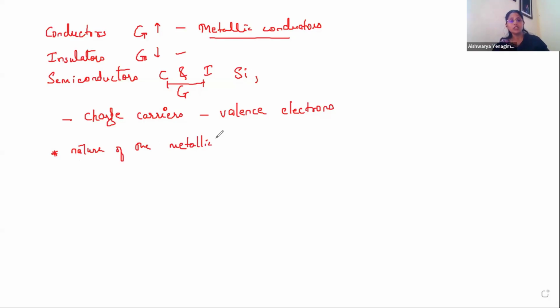So nature of the metal means what type of metal you have taken. Do you know which is the very best conductor of electricity? That is silver. Silver you have, copper you have, and so on, iron you have, correct? Fine. Then second, it depends on the structure of the metal.